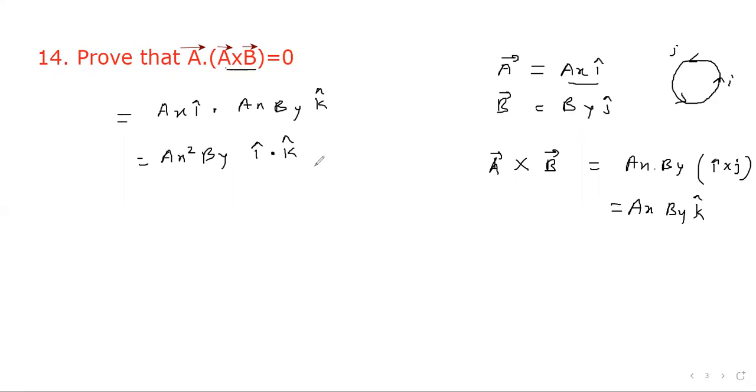These two are mutually perpendicular, and we know that A dot B equals AB cos theta. So this will give 0 because Ax square By, and this will be 1 into cos 90 degree, which will give 0. Now we can evaluate it the other way around also. So let's consider another technique.